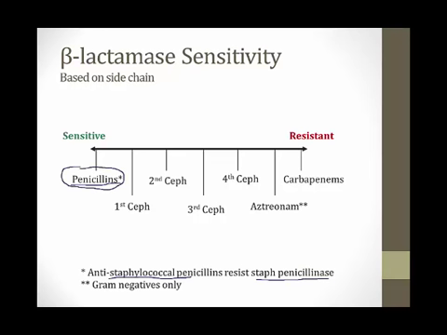The cephalosporins display increasing resistance to beta-lactamase enzymes based on their generation. So the first generation cephalosporins are the most sensitive, followed by the second generation cephalosporins, third generation, and finally the fourth generation cephalosporins are the most resistant to beta-lactamase breakdown. Aztreonam is even more resistant to beta-lactamase degradation, although it's effective for gram-negatives only. And then finally, carbapenems are the drug of choice in the setting of ESBL bacteria. That's because they are highly resistant to beta-lactamase degradation.